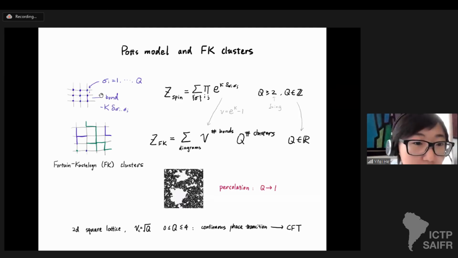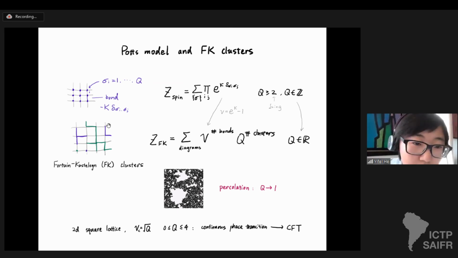The Potts model is defined on a lattice where at each site there's a spin variable taking Q different values, and between the neighbors there's a ferromagnetic interaction. With this, we can write down the partition function in this way, and we sum over all the spin configurations. This is well defined for integer values of Q larger than or equal to 2, and we recognize for Q equals 2, we have the familiar Ising model.